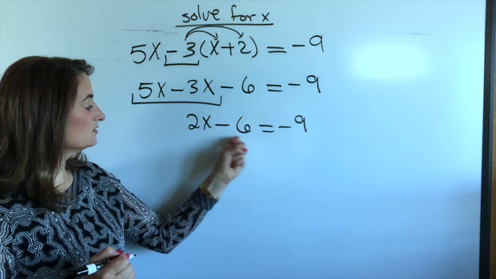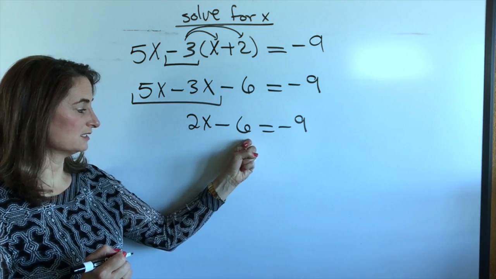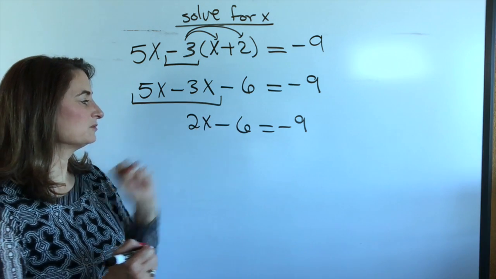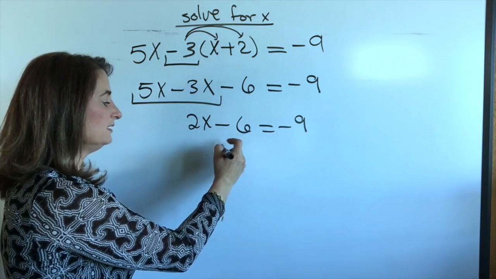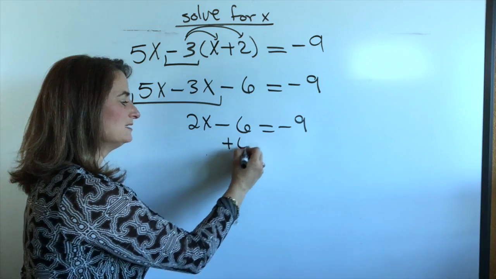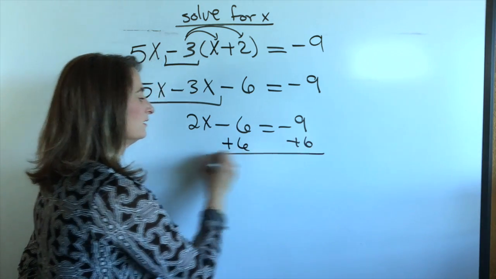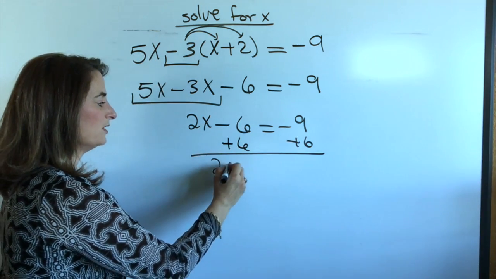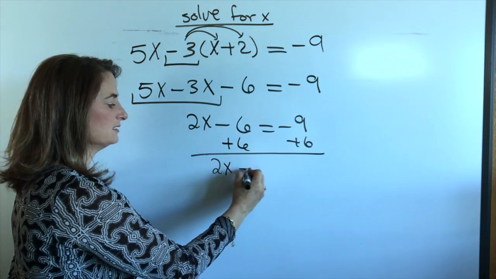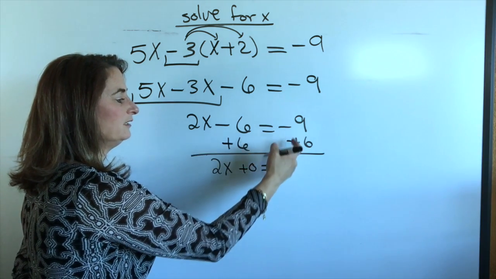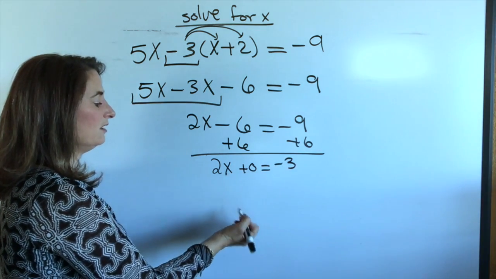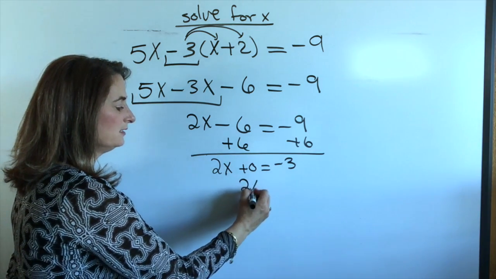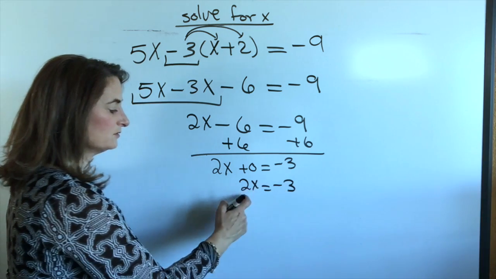I need to get rid of 6 or 2. Which one is free? It's the 6 because the 2 is a coefficient multiplied by x. And the 6 is by itself. Subtracting, the inverse operation is adding 6 to both sides. And you end up with 2x. -6 plus 6 is 0. And -9 plus 6 is -3. Now 2x plus 0 is 2x equals -3.